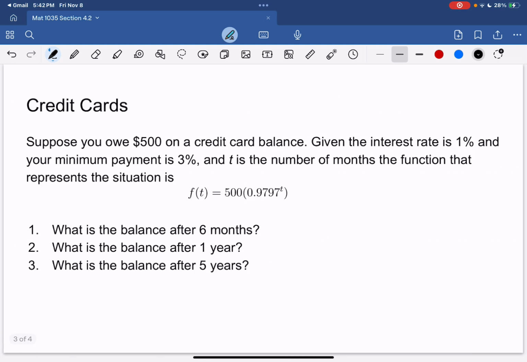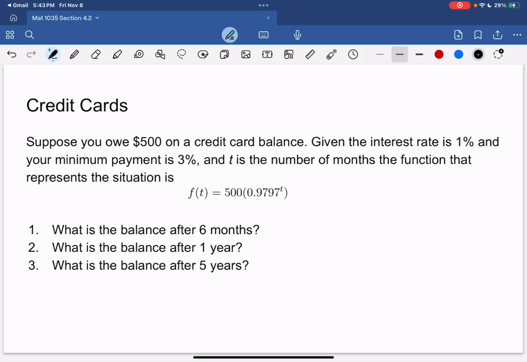So here is our first application problem, credit cards. And just assuming that you do not know what a credit card is, a credit card is a card that has a certain balance on it. A balance here is what we owe. So if you spend $500, it's like you're getting loaned the $500 and you're expected to pay it back with interest.